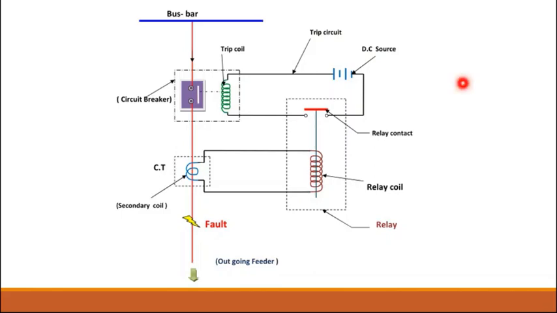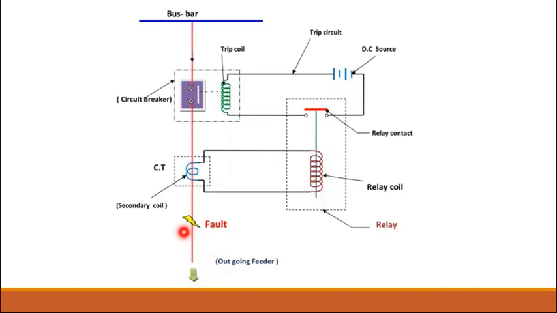This is the general arrangement of the circuit breaker circuit. This is our circuit breaker. This is the bus bar. This is the outgoing feeder. It can be an incomer also.